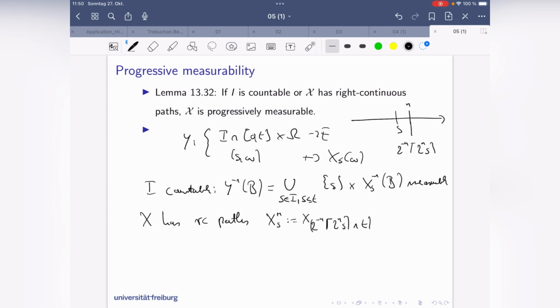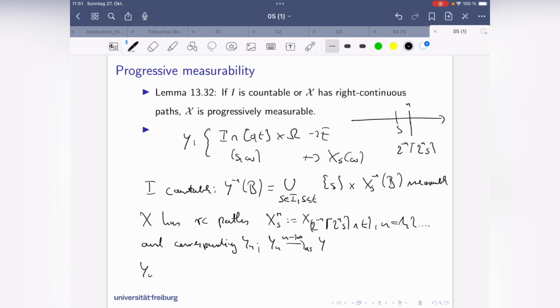Okay, take the minimum with t here because I'm restricting myself to [0,t] here. I'm doing this for n from 1, 2, and so on. And Y^n is the corresponding thing. Then Y^n goes almost surely to Y as n goes to infinity, because X is right continuous. So this thing here for every t goes to X_s. So Y, which I want to have measurable, is a limit of Y^n's, and the Y^n's, they are nicer because they only jump at discrete time points.